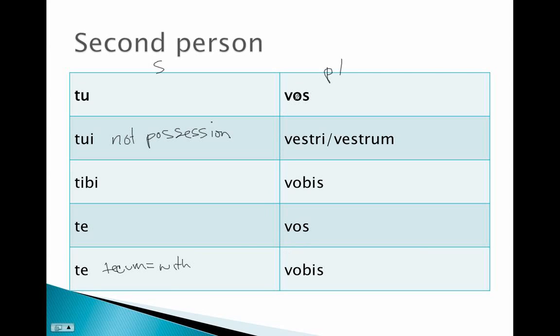with you. And in the plural, the same applies as we did with the first person. Vos, vestri, vestrum, vobis, vos, vobis. Again, for emphasis, the genitive, either for the objective genitive or for the partitive genitive, but not possession. Vobis, the dative, vos, the accusative direct object, and vobis, the ablative, for use with prepositions, particularly if we are going to use cum, it will be vobiscum.